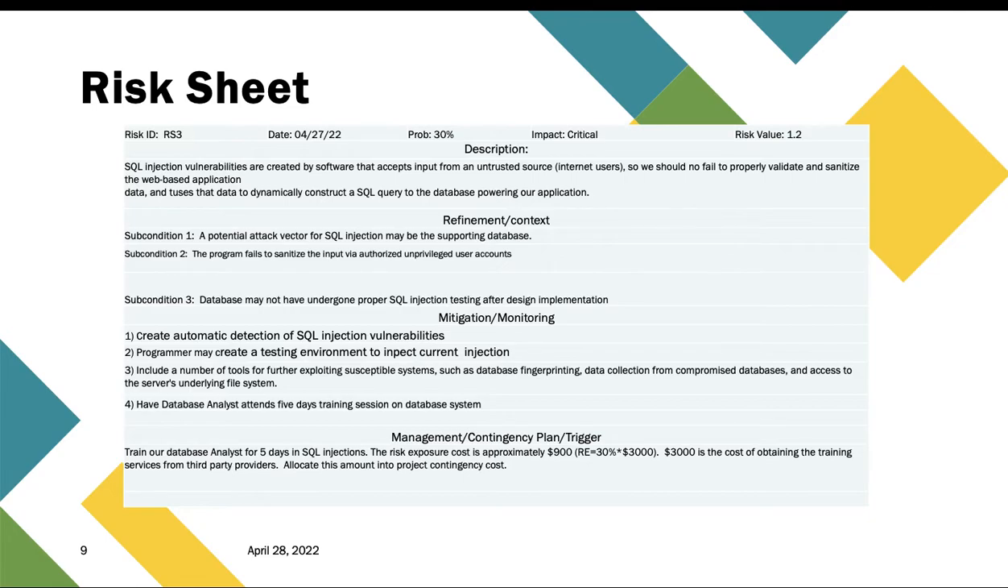Some management or contingency plan or triggers were defined as to train our database analysts for 5 days in SQL injections. And the risk exposure cost is approximately 900. So the risk estimate was the probability multiplied by the cost of obtaining the training services from third-party providers. So we have to allocate this amount later into the project contingency cost.